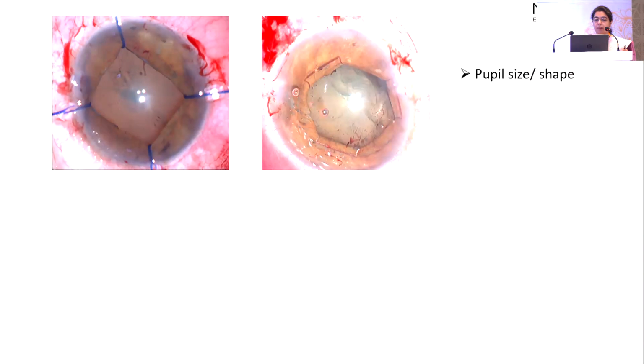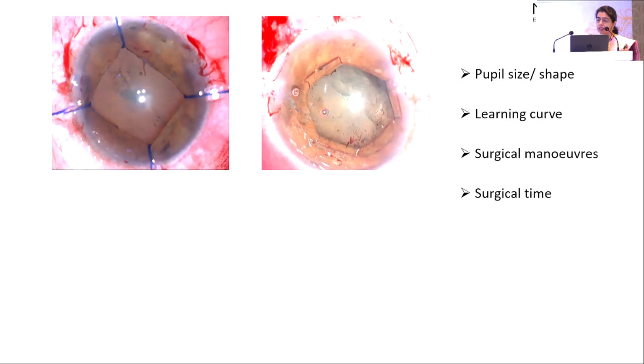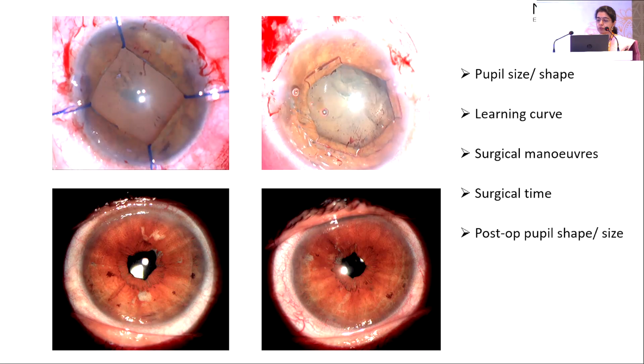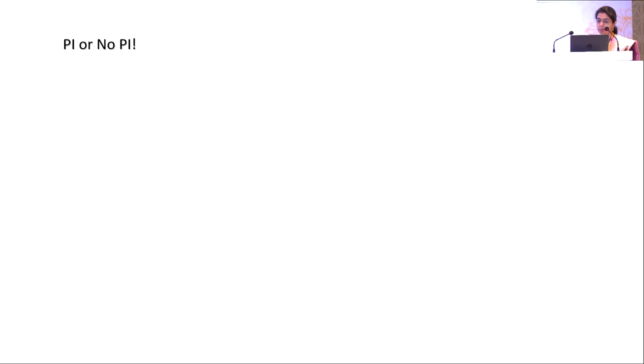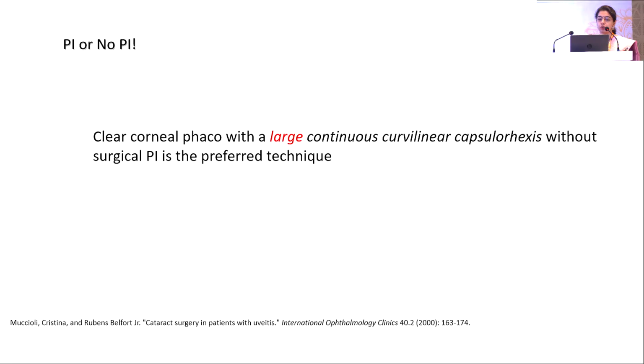So comparison between iris hooks and B-hex ring: pupil size and shape are almost the same, but shape is better for doing rhexis. There's a slight learning curve with B-hex ring. Surgical maneuvers are easier with B-hex ring. Surgical time is also shorter, and post-op pupil shape and size is comparable, and post-op astigmatism is also comparable between the two procedures. One question that is often asked is PI or no PI.